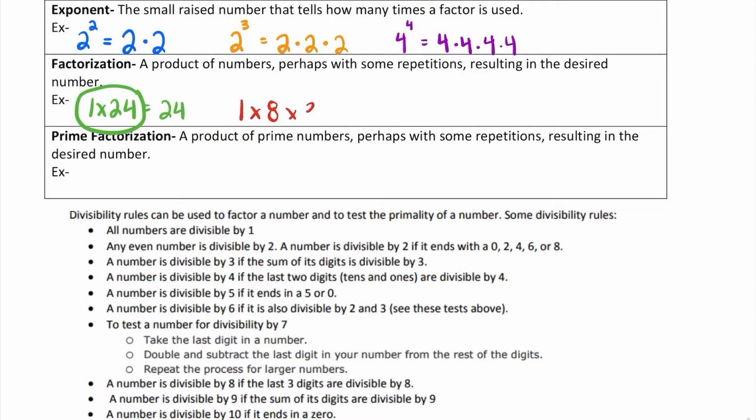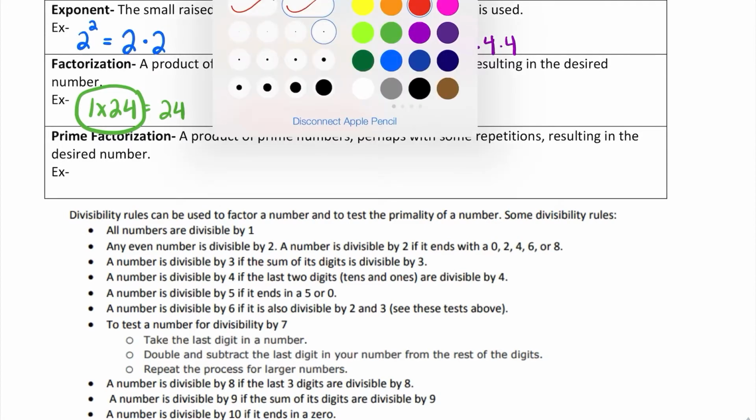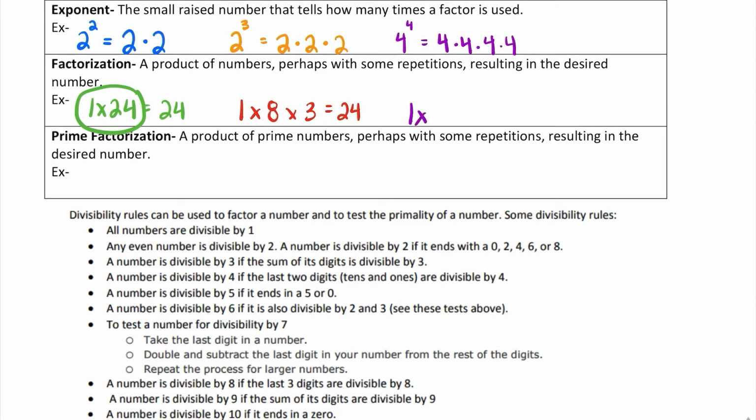I can do 1 times 8 times 3. And do I still get 24? Yes, I do. I can rewrite it again. I could do something like this: 1 times 4 times 2 times 3. Do I still get 24? Yes, I do. And there I have another factorization. I can do even more. I could do something like this: 1 times 2 times 2 times 2 times 3. Does that equal 24? Well, 1 times 2 is 2, 2 times 2 is 4, 4 times 2 is 8, 8 times 3, yes, it does.